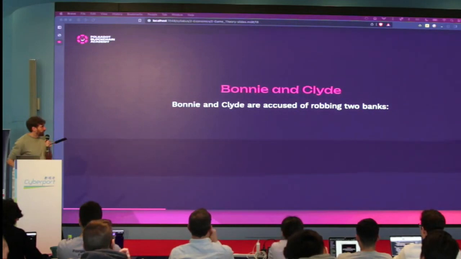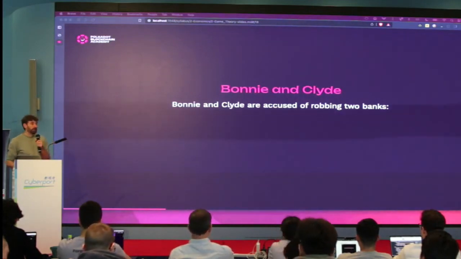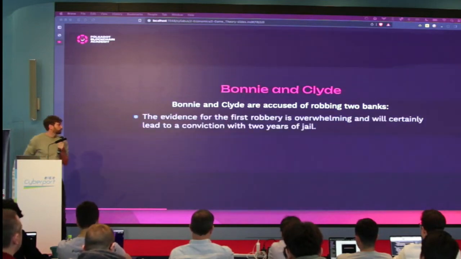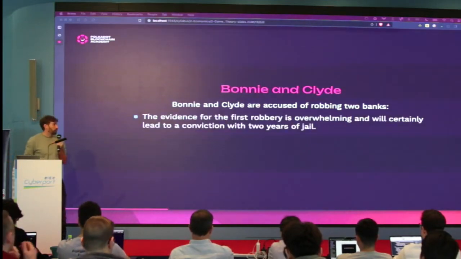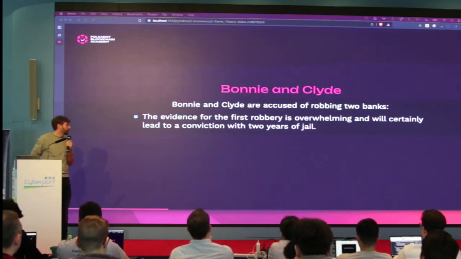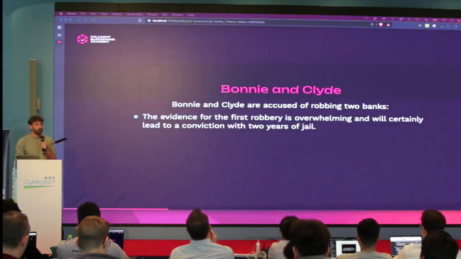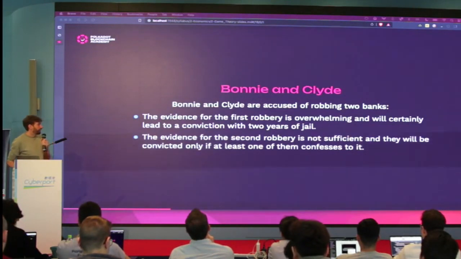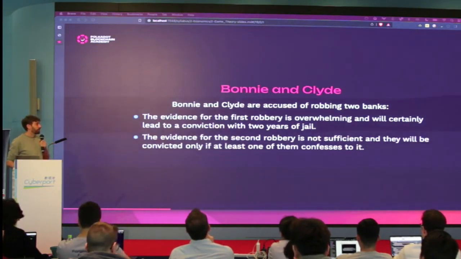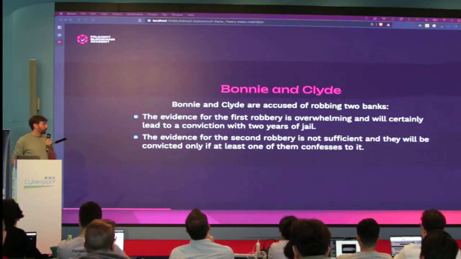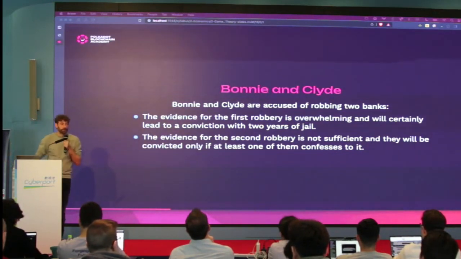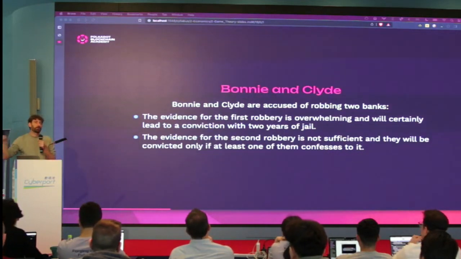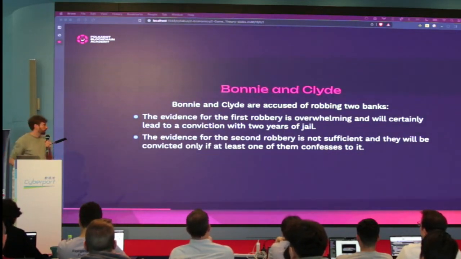So let's think about this situation, about Bonnie and Clyde. Bonnie and Clyde are accused of robbing 2 banks. The evidence for the first robbery is overwhelming and will certainly lead to a conviction with 2 years of jail. Right? There's no way that they can get out of jail. But the evidence for the second robbery is not sufficient, and they will be convicted only if at least one of them confesses to it. And now comes the part that they are interrogated in different rooms, so they don't know what the other person is doing.